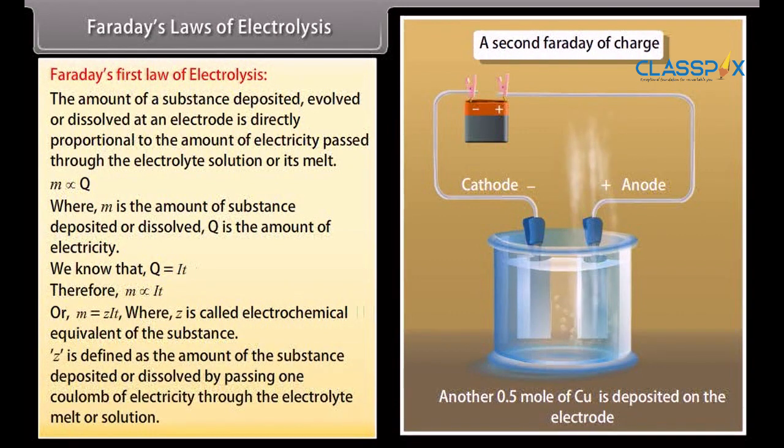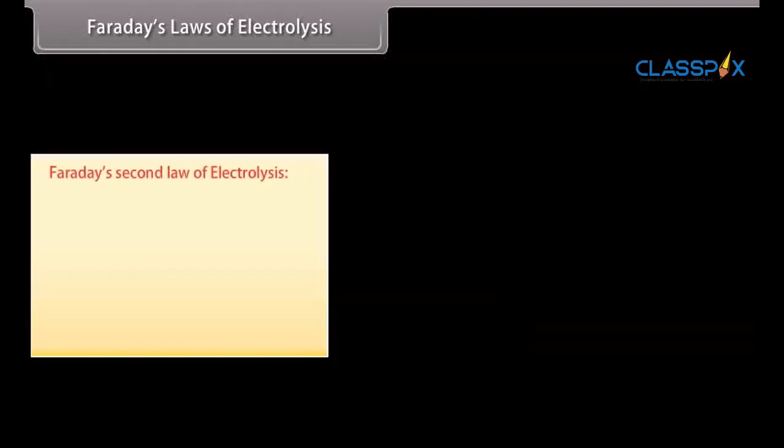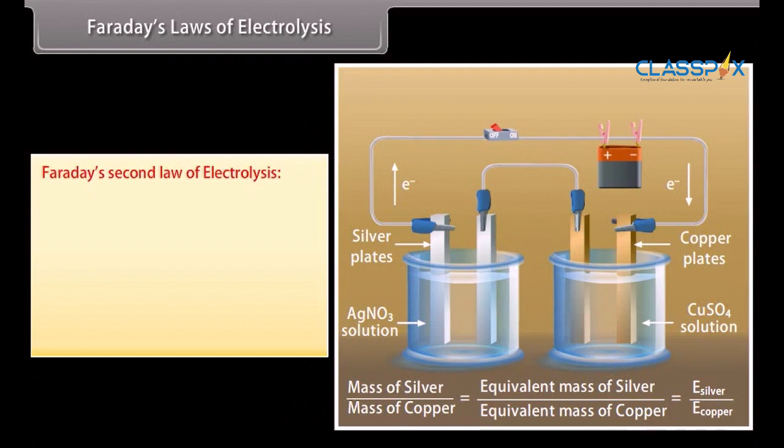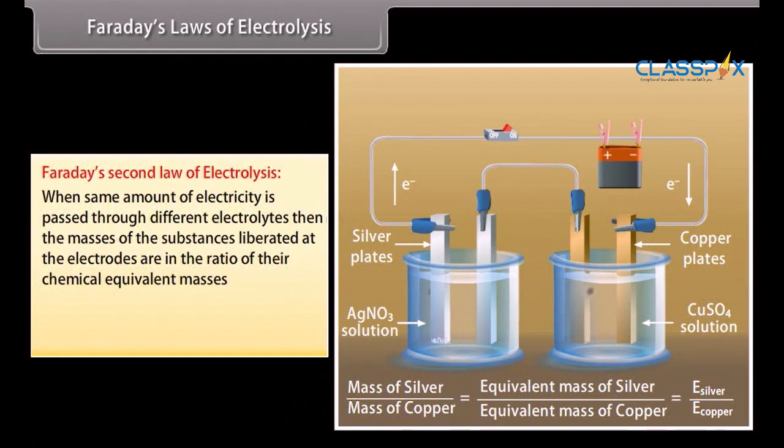Z is defined as the amount of the substance deposited or dissolved by passing 1 coulomb of electricity through the electrolyte melt or solution. Faraday's second law of electrolysis. When the same amount of electricity is passed through different electrolytes, then the masses of the substances liberated at the electrodes are in the ratio of their chemical equivalent masses.